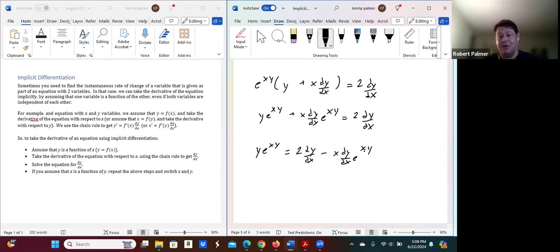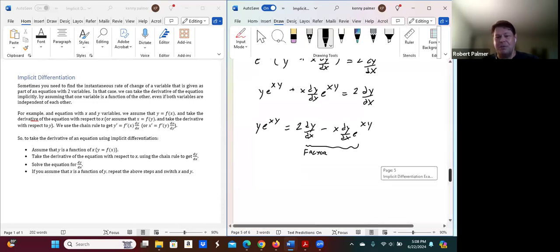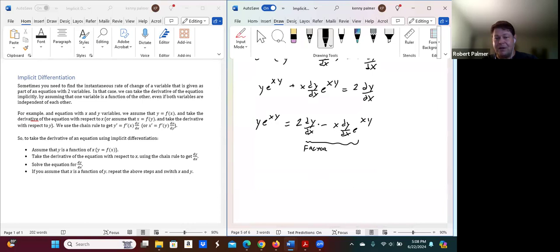So now what we actually want to do is factor this. We've seen something like this in algebra before. Factor the dy over dx, the common factor, out of both. So my left is still the same for right now. y times e to the xy is equal to, so if I take a dy over dx out of both, see what I have left. What I have left is 2 from this one, and minus, and here what I have left is the x and the e to the xy.